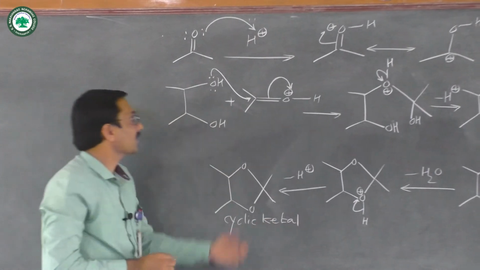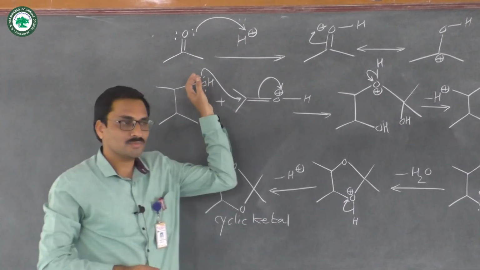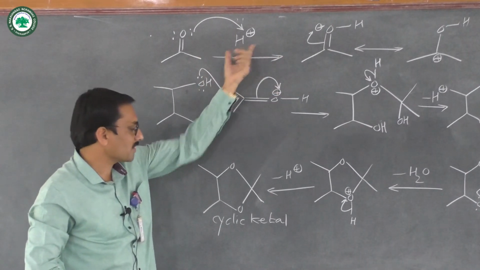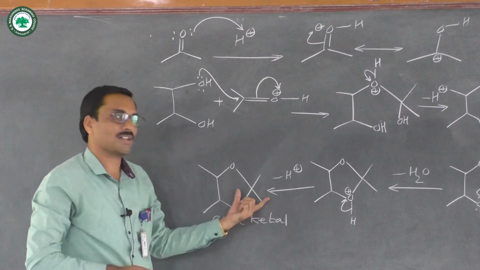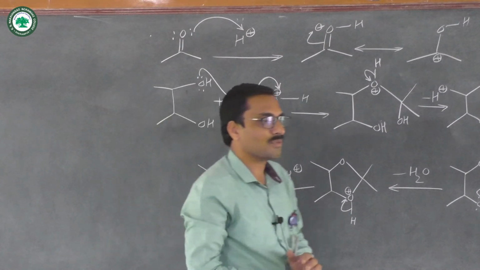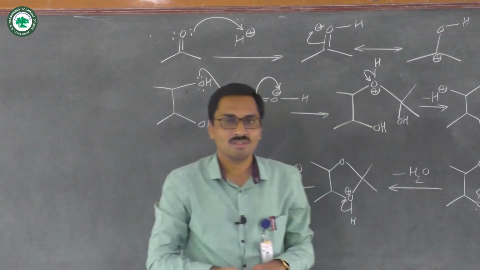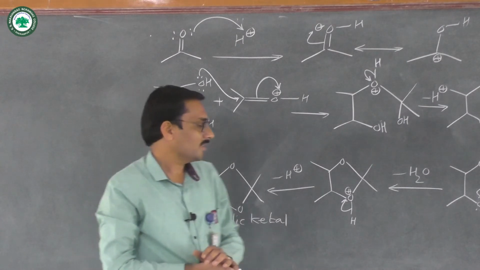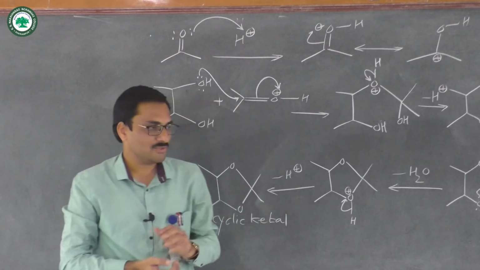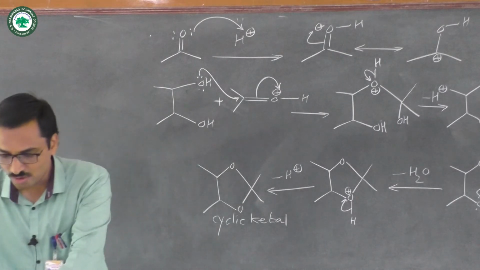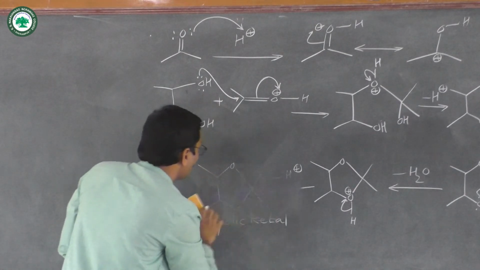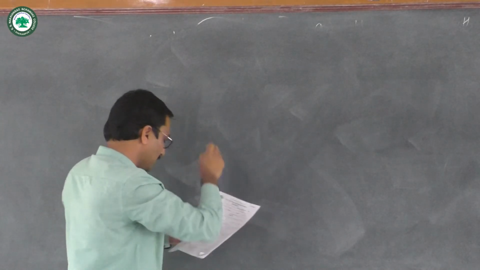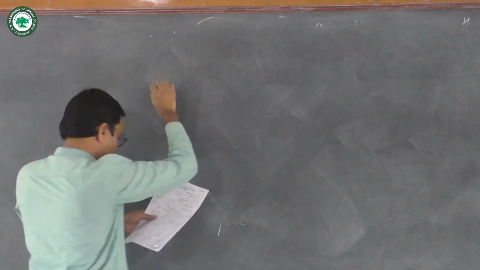So in this way, that diol undergoes protection using acetone in the presence of H plus, and there is formation of a cyclic ketal. This cyclic ketal is stable towards basic conditions, towards organometallic reagents, towards Grignard type reagents. Then consider the application of this cyclic ketal formation. Cyclic ketal formation plays an important role in the synthesis of natural product molecules.